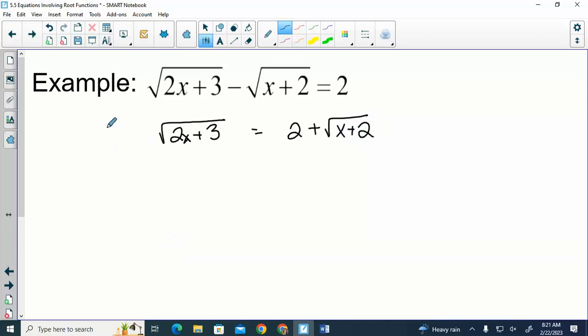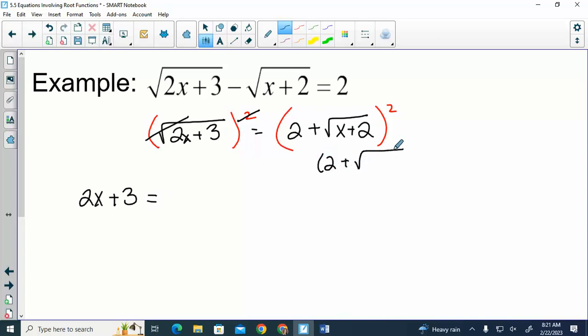So if I add this over, now when I go to square, we can't do individual terms. It's each side of the equal sign. So pay close attention here. On the left, the square root and the square cancel, and we get 2x plus 3. On the right, this is 2 terms, which means you have to FOIL.